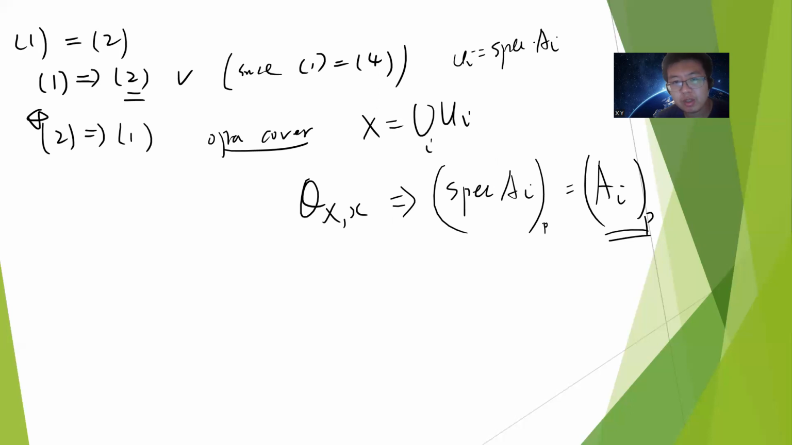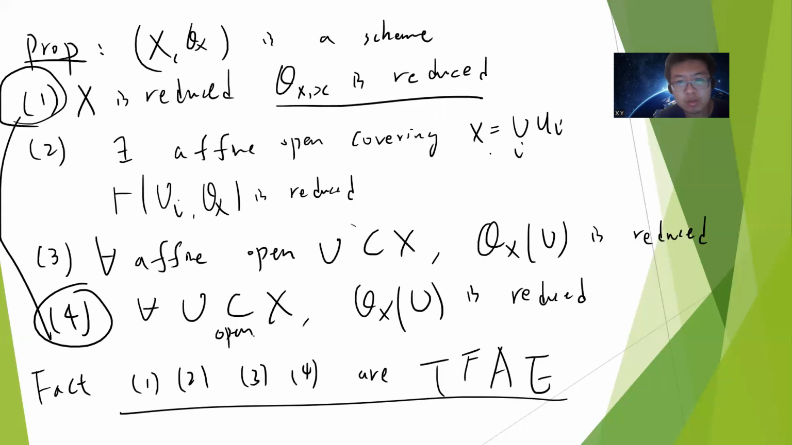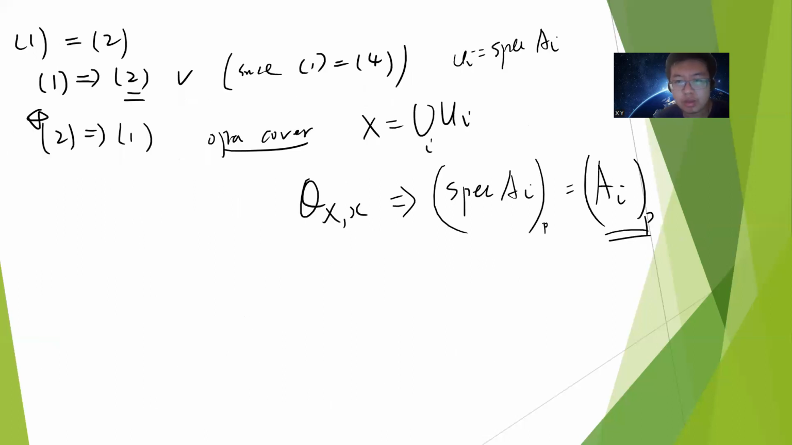Since these guys are reduced, this is an affine scheme. If A is reduced, then all the prime localizations are reduced. So these guys are all reduced, because now you have an affine open cover and that ring is reduced, so all the small guys are reduced. Okay, that proves it.